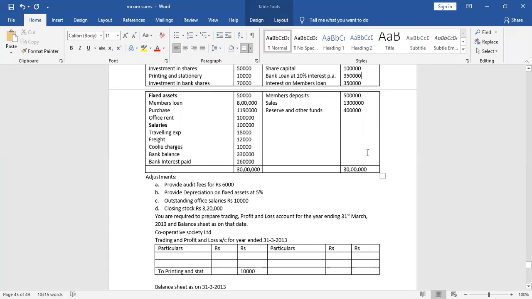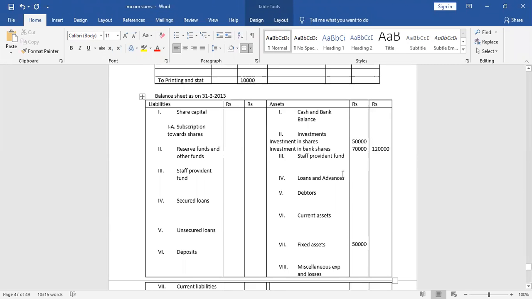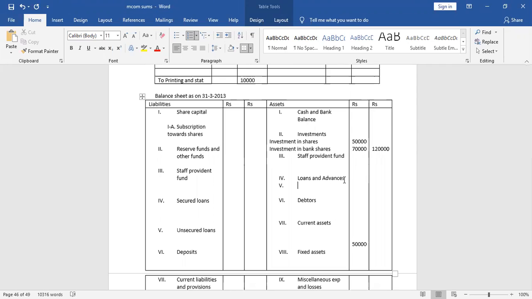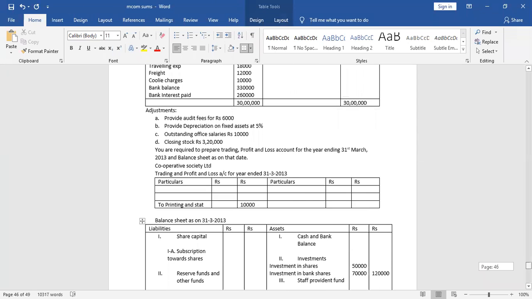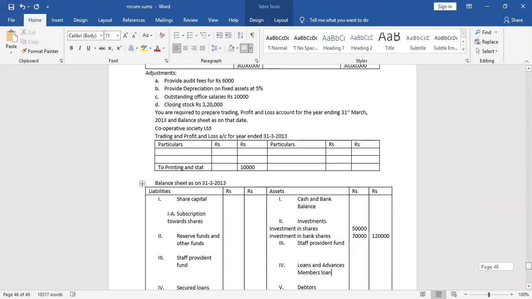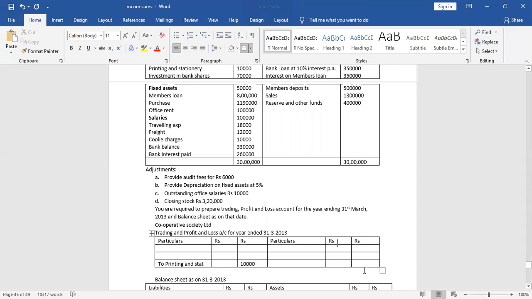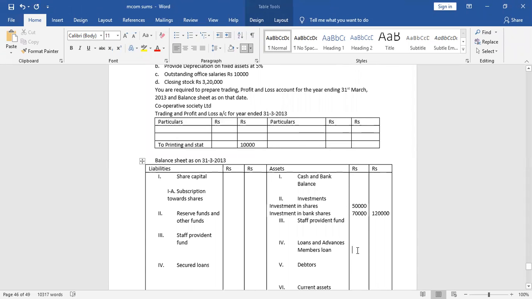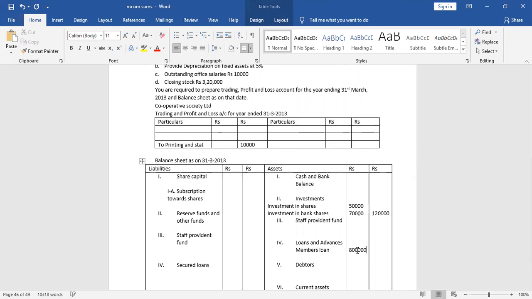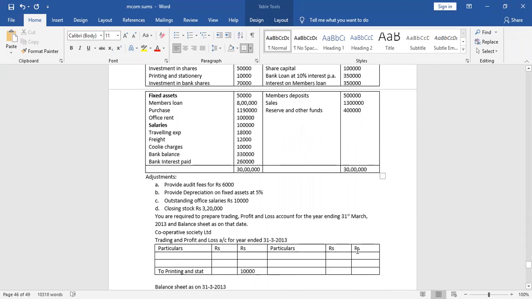Then we have members loan. We can show it in loans and advances also, because normally our customers, this is cooperative stores. So here we should write members loan. We don't know whether members are our customers. So it is 8 lakh. Normally in housing society, we know that members are the house owners who become the member by purchasing the shares also. 8 lakh.